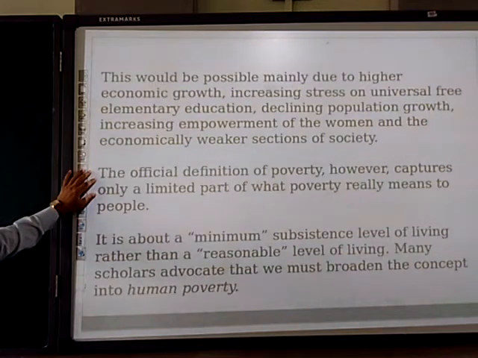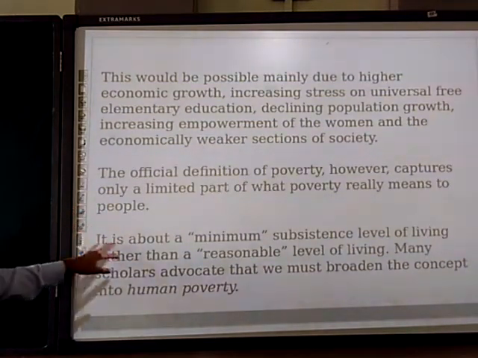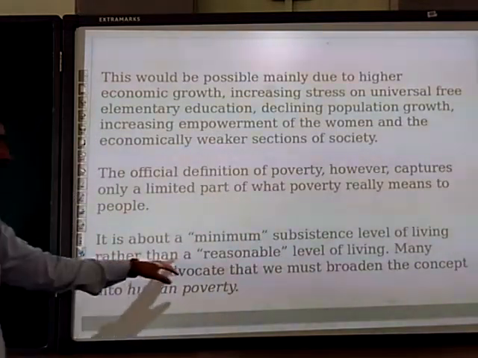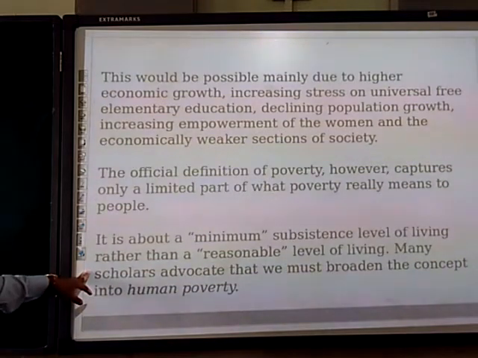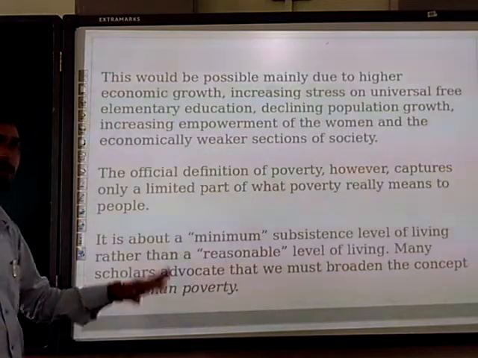The official definition of poverty, however, captures only a limited part of what poverty really means to people. It is about a minimum subsistence level of living rather than a reasonable level of living. Many scholars advocate that we must broaden the concept of human poverty.